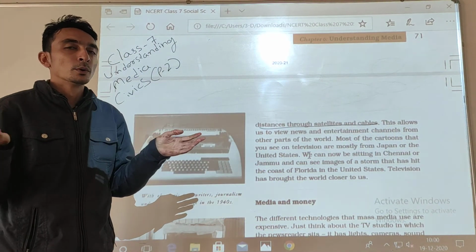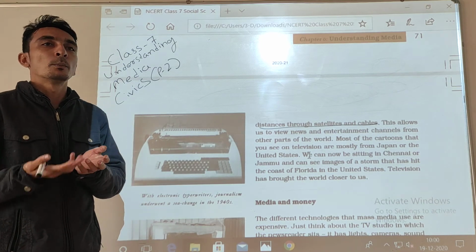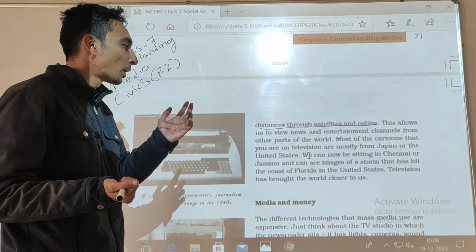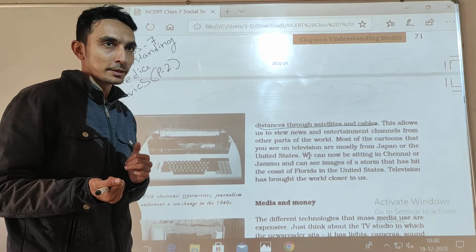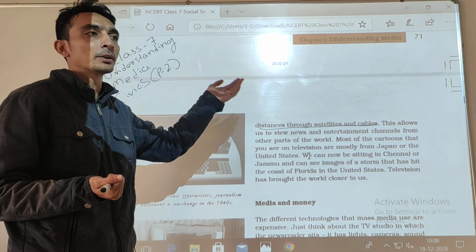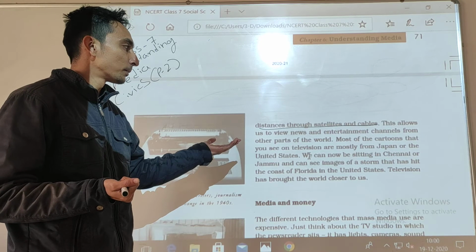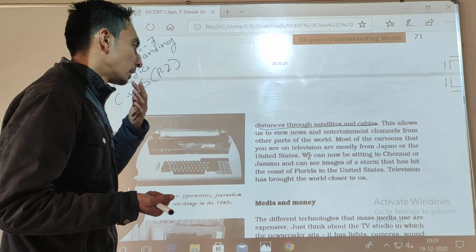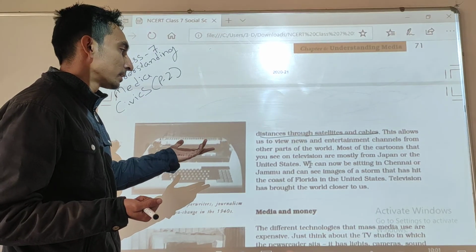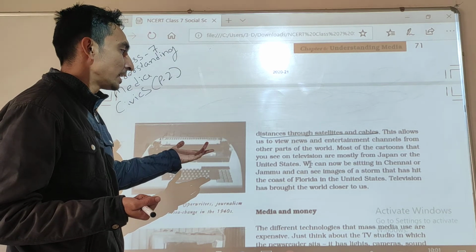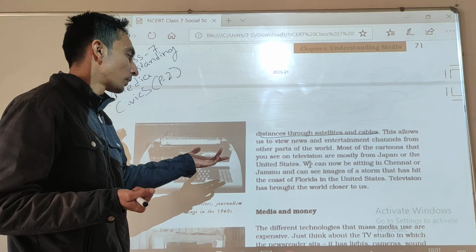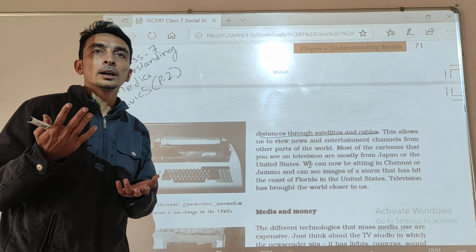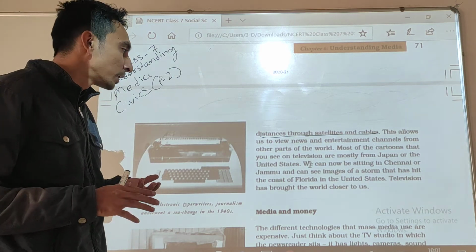Nowadays, we don't need any cable. We have satellites. We have modern technology. Okay, most of the cartoons that you see on television are mostly from Japan or the United States. But we have those cartoons in our home. It is the result of technology, cable wire, satellite. Okay, we can now be sitting in Chennai or Jammu and can see images of a storm that has reached the coast of Florida in the United States, right? It allows us to see events taking place around the world.